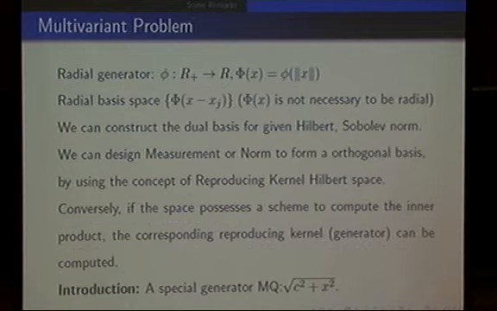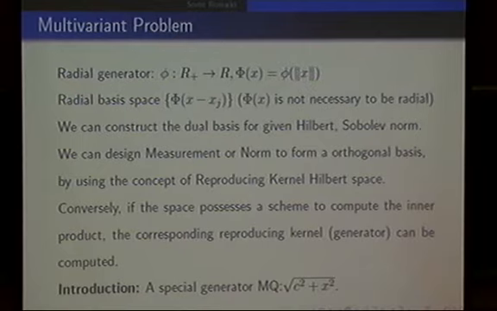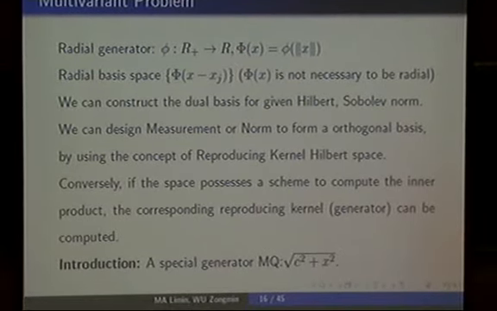Then I will introduce a simpler generator. This is called the radial generator. We take a univariate function, and then we use the Euclidean norm of x and apply the phi on this one, and get a multivariate function. And then this space, the shifts of capital Phi, is called the radial basis space. Phi is not necessary to be radial. If the phi is radial, then it's simple. However, the phi is not necessary to be radial.